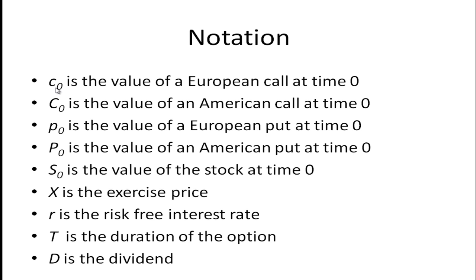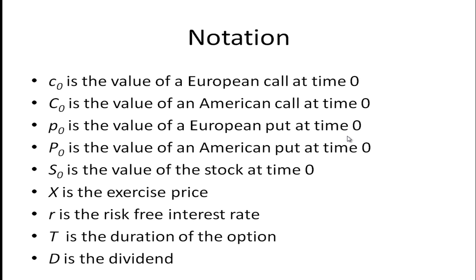I'm going to use lowercase letters to signify the values of European style options. Those are options that can only be exercised on the last day before the option expires. I'm going to use uppercase letters to signify the value of American style options. These are options that can be exercised anytime up till the option expires. So an uppercase C will be for an American call, lowercase c will be for a European call, lowercase p will be for a European put, and I'll put subscripts sometimes to indicate at what time we're looking at the value.